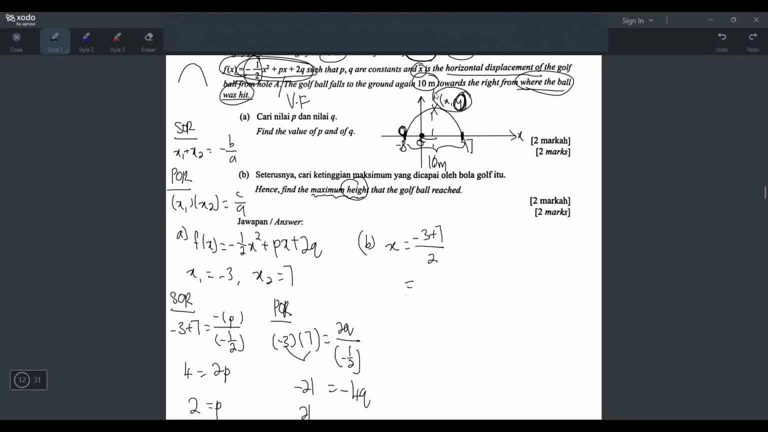You add them together and divide by 2, because you want to get the middle. So when you take negative 3 plus 7, you get 4, divided by 2 is 2. It means the x coordinate is 2 already. The x coordinate of the turning point is 2.